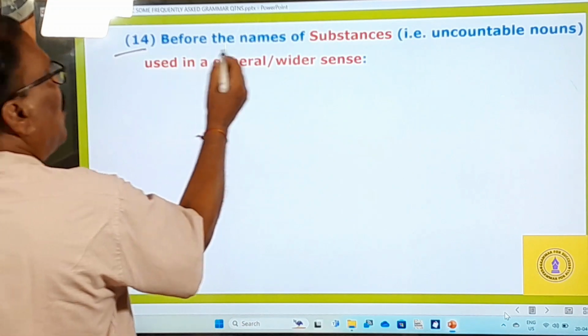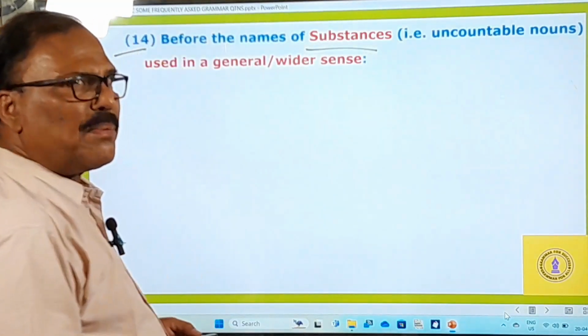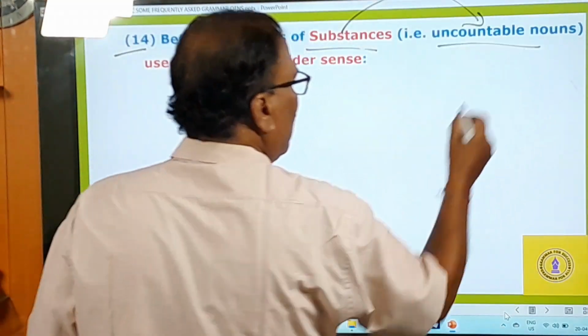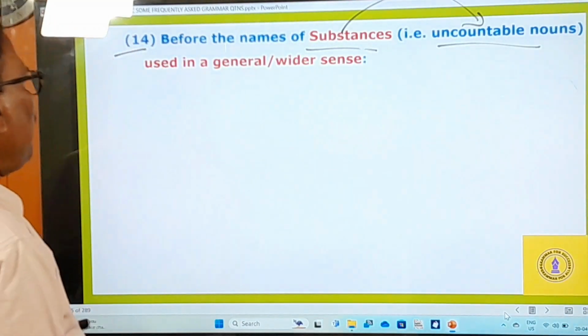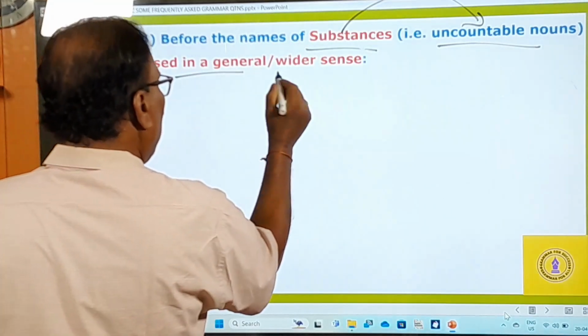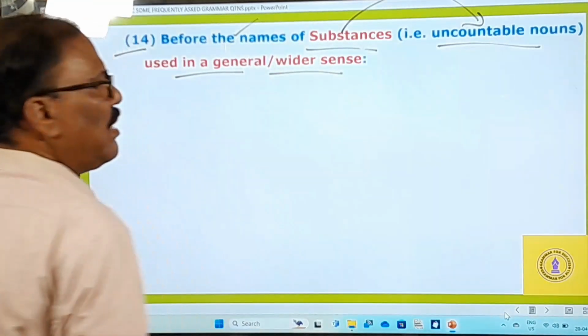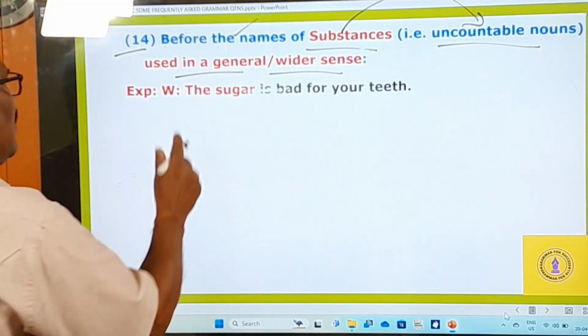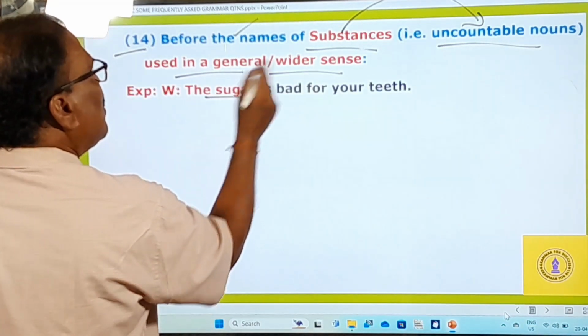14th one, before the names of substances. Substances means materials. Okay, they are uncountable nouns. You cannot count them. Whenever you use these substances in a general sense or in a wider sense, you should not use any article before these substances. Okay, right.